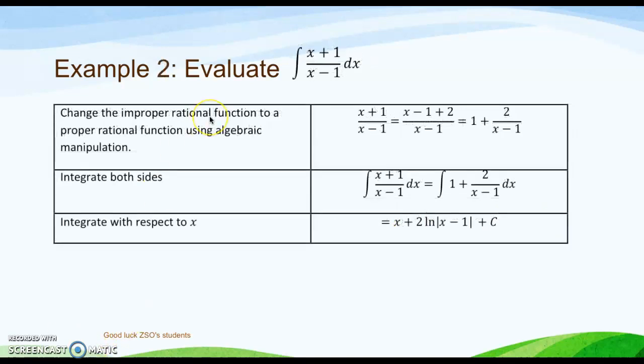This is the next example when you have x plus 1 over x minus 1, the same degree for numerator and denominator. So you can use algebraic manipulation. You can see here, when you have x plus 1, 1 is equal to 2 minus 1. So divide by x minus 1, so x minus 1 plus 2 over x minus 1. So x minus 1 over x minus 1 will be equal to 1, plus 2 over x minus 1 here. Then you can integrate both sides. So 1 becomes x, and 2 over x minus 1 becomes 2 ln of x minus 1, plus c.